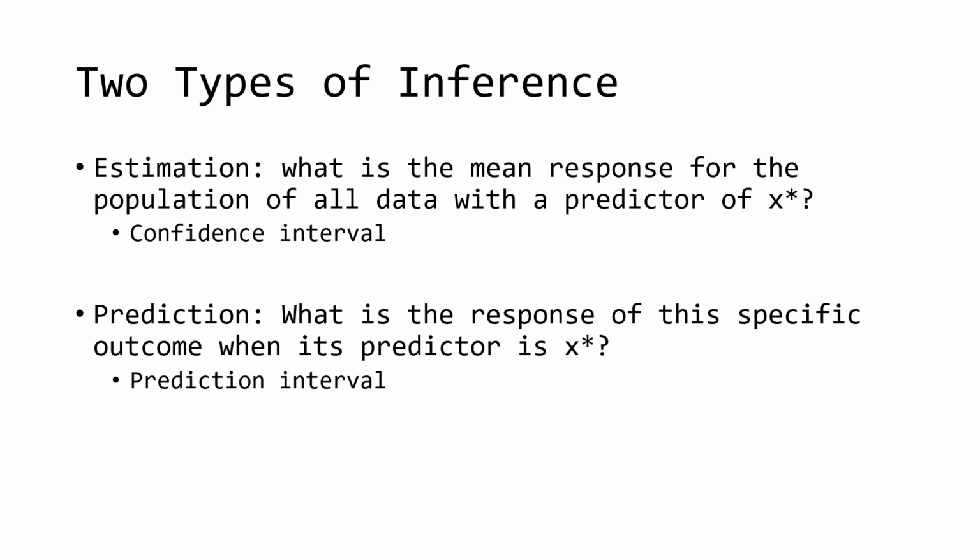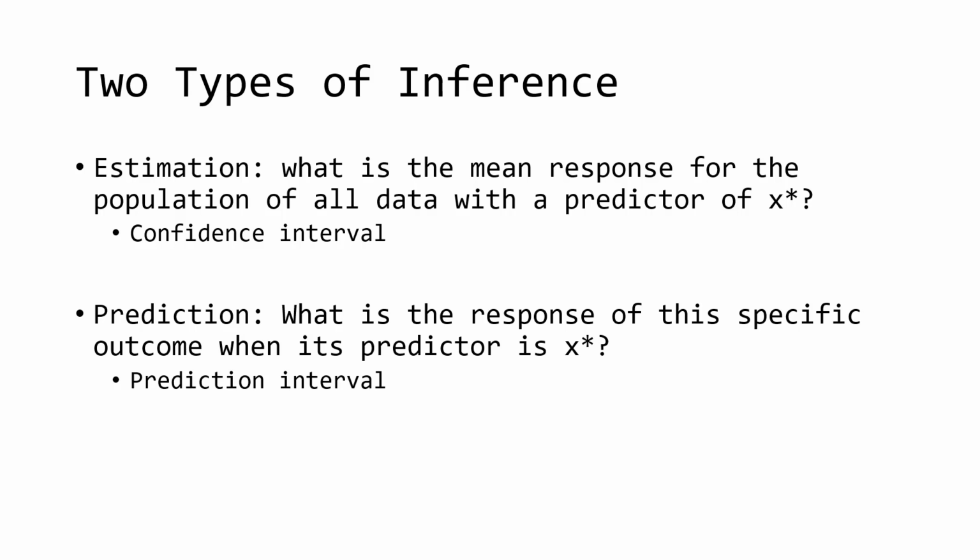The second question is that of prediction. This asks, what is the response of this specific outcome when its predictor is x star? We're uncertain about the true value because of uncertainty in the parameters in our model, but also the residual error. Again, we provide a range that contains the true value some percentage of the time, but in this case refer to it as a prediction interval. For example, we might say that the range 1.1 to 7.8 contains the true value of y for a predictor value of 10 95% of the time. This would be the 95% prediction interval for the response given x star equals 10.